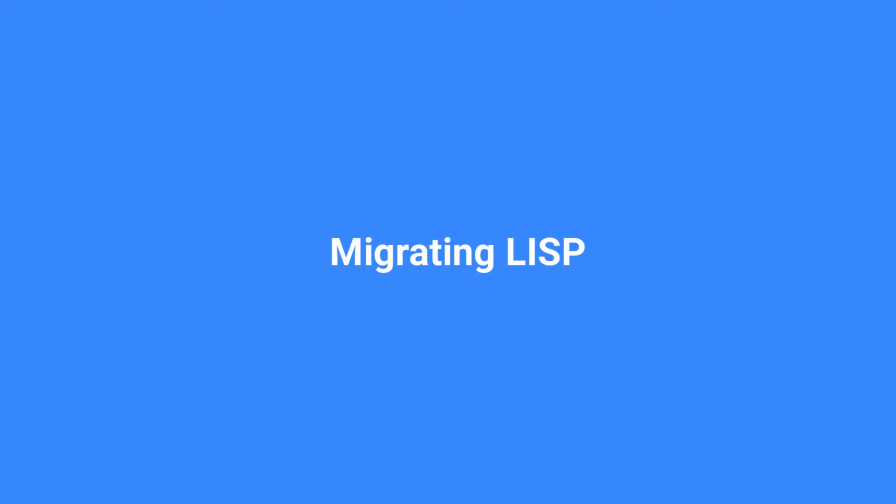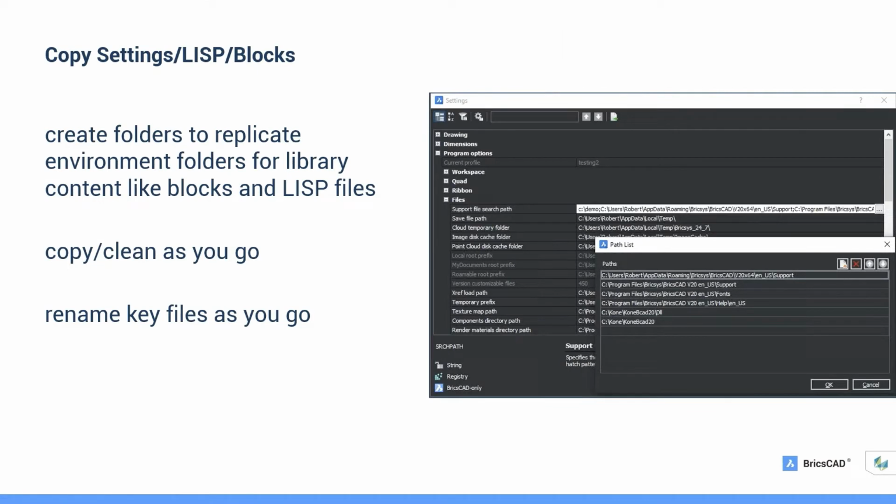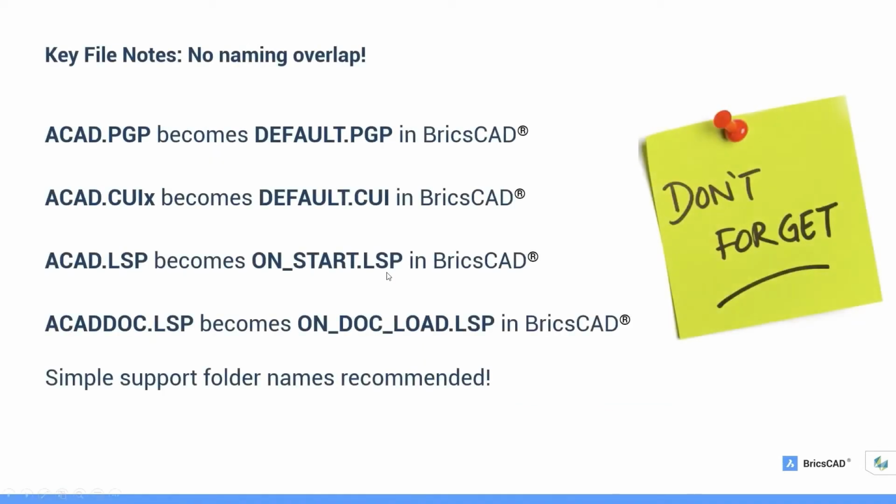So now that we have created a support folder, we're going to take a look at some of the Lisp files that we found in there and get that correctly configured. We're going to have to do some renaming, maybe a little bit of cleaning and a titch of editing. So I'm going to show you how that works. Now there are some key file names that are worth noting here, like AutoCAD PGP becomes default PGP. Our default CUI is called default. AutoCAD LSP becomes on start. AutoCAD doc LSP becomes on doc load.